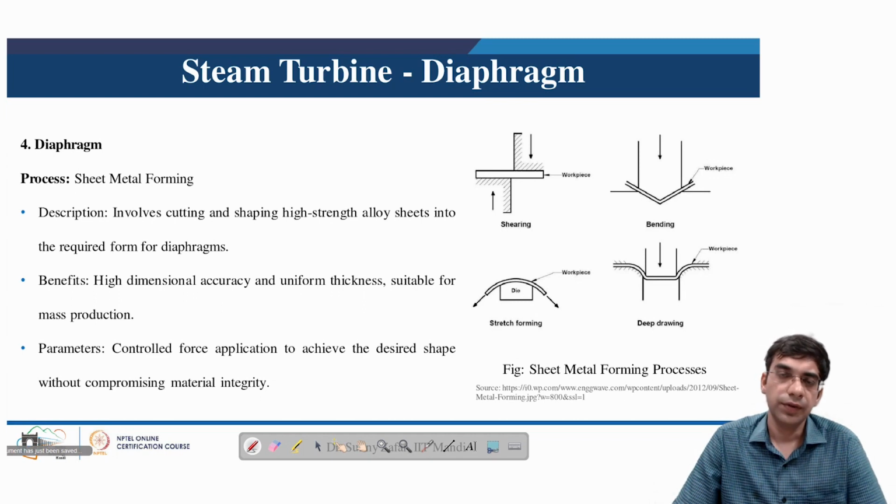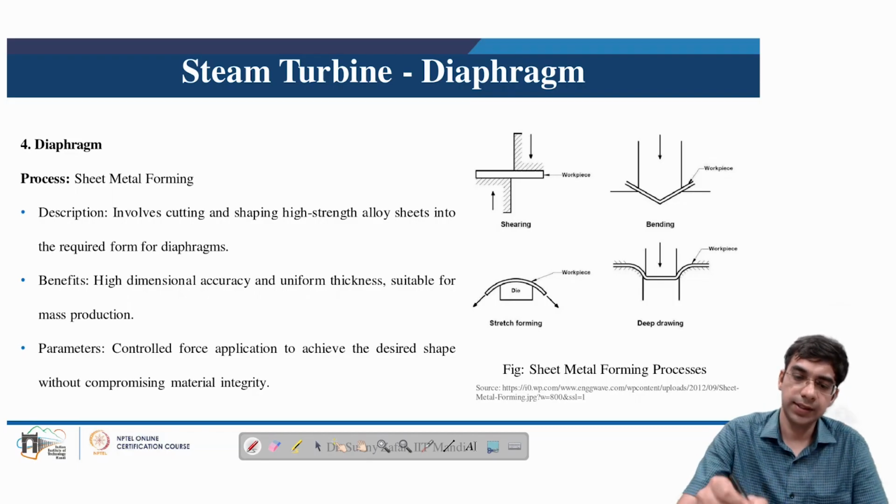For the shaft, we have the cylindrical workpieces, and of course the blade comes from the casting process after investment casting, as discussed in the previous lesson.